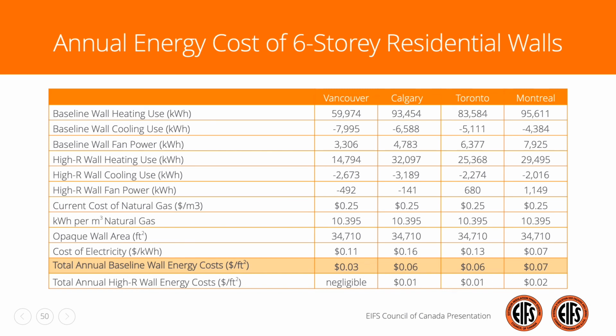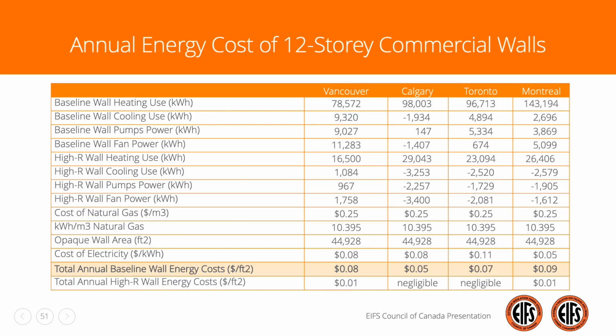Looking now to our commercial building, we see greater savings between our baseline wall and our high R wall. So a difference of 7 cents in Vancouver. We go from a cost of 5 cents per square foot in Calgary to a negligible one.